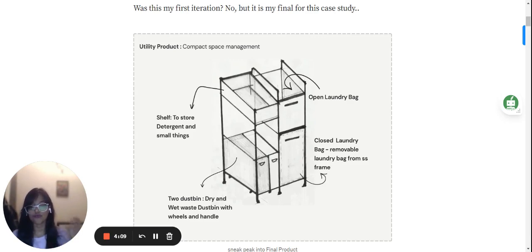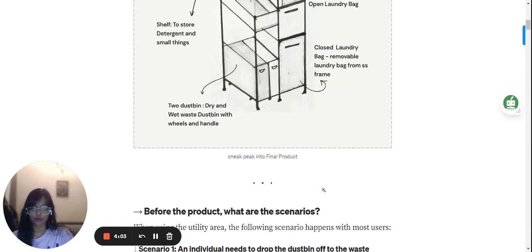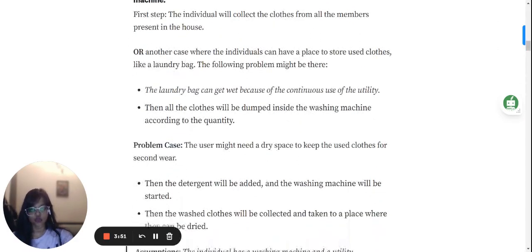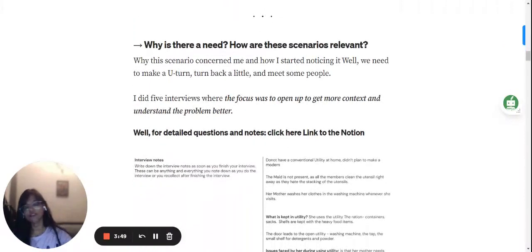All the explanations of why I have given that, always a decision is made on data, which I will show down below. Before even going out to do all this research, I try to come up with scenarios. But I got these scenarios in more detail when I started doing actual user interviews. I did interviews with five people, very interesting, from different backgrounds.